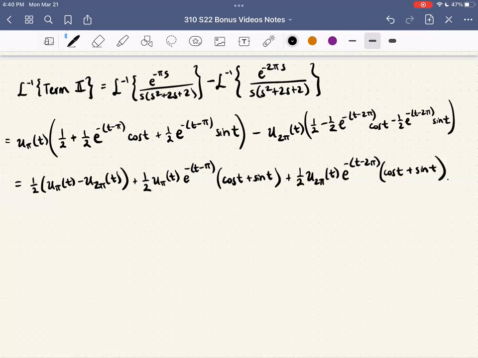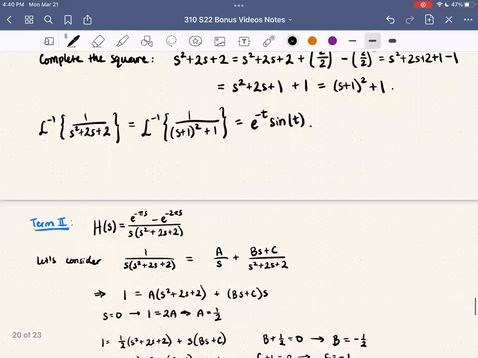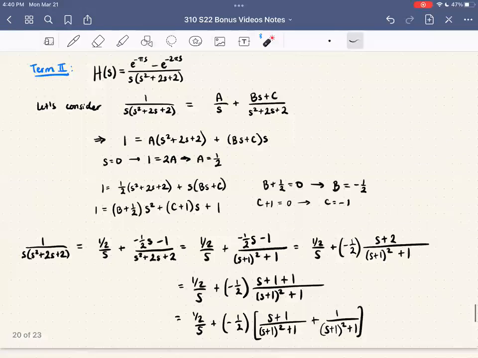We're almost done. Not quite, but almost there. Remember that our solution, this little y of t, was the inverse Laplace transform of this first part plus the second part. What I just wrote down was this piece. We still need to add this piece. Remember, we already computed term 1. So term 1 plus term 2. So I need to add e to the negative t sine t, and then I will have my solution.